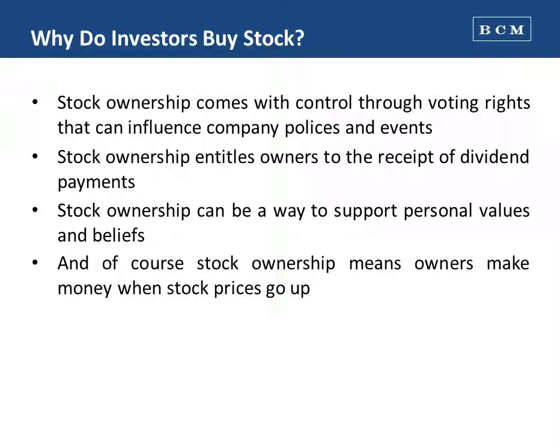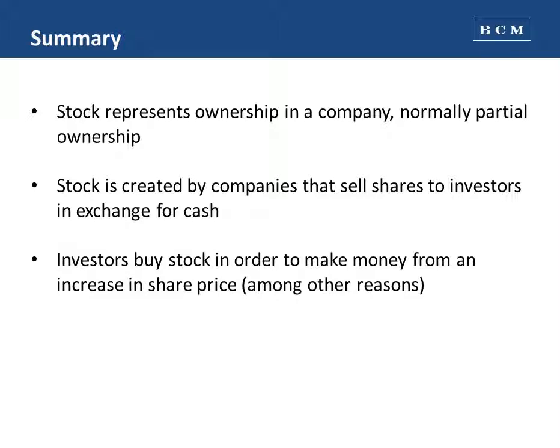And there are other reasons too, but I'll end with the first and the most obvious one, which is people buy stocks in hopes to make money. Buy low, sell high. That's how you make money with stocks. That's the only way, actually. And so that's a perfect segue into part two of this series, where we're going to look at why and how stock prices move up and down. So to summarize, stock ownership reflects partial ownership of a company. Stock is created when companies decide to sell shares to investors for cash, and investors will buy stock for a number of reasons, the most obvious of which is hoping that the stock price will go up.